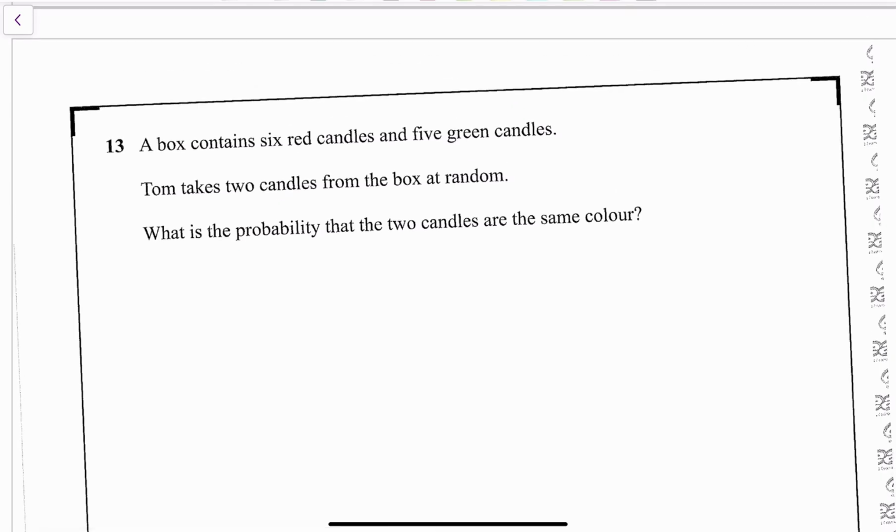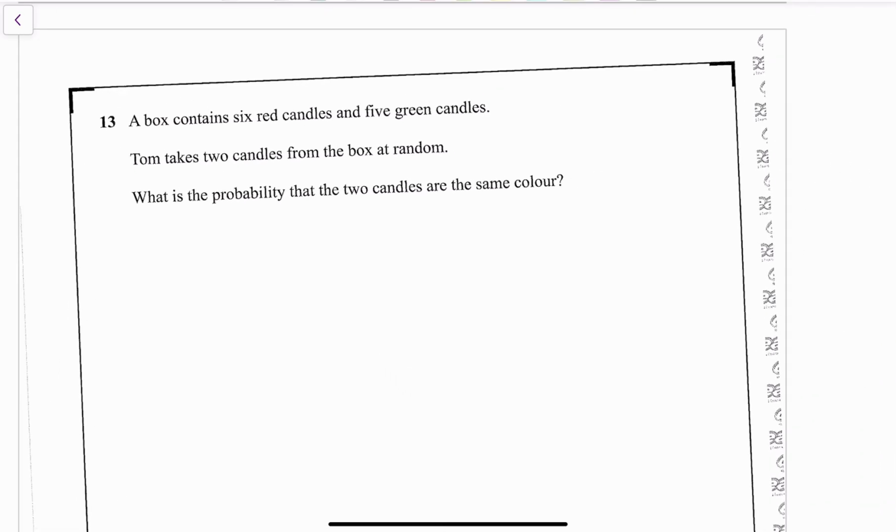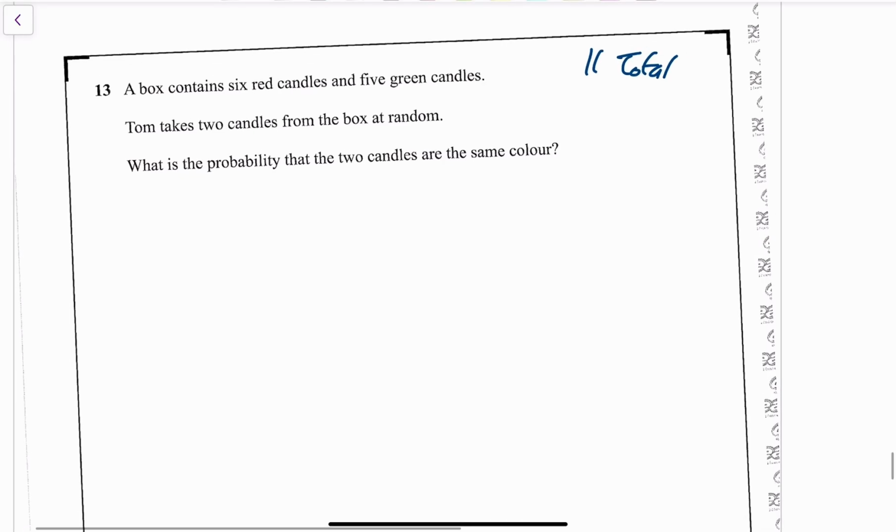Okay, a box contains 6 red candles and 5 green candles. That's a total of 11. Tom takes 2 candles from the box at random. What is the probability that the 2 candles are the same colour? Okay, what is Tom up to?